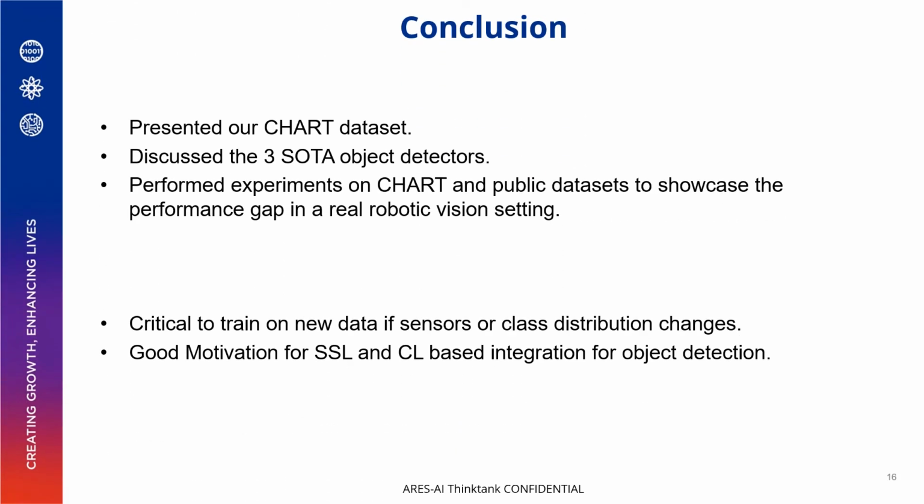So in conclusion, we presented our chart dataset. We discussed the 3 state-of-the-art object detectors that we use for our evaluations over here. We performed various experiments on chart dataset as well as public datasets to showcase the performance gap that can happen in a real robotic vision setting. And some of the future work as well as some of the conclusions from these experiments is that it is very critical to train on the new data if some sensors or class distribution changes. And this work also gives us a good motivation of looking into SSL based object detection and continual learning based integration for the object detection paradigm.